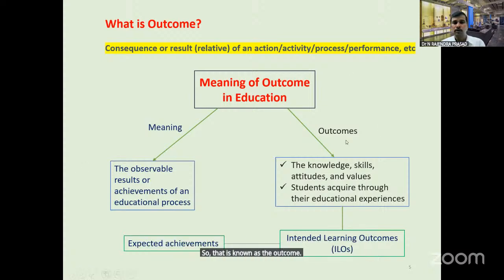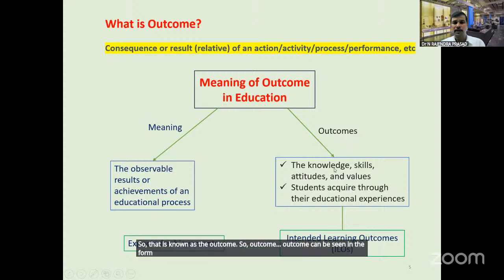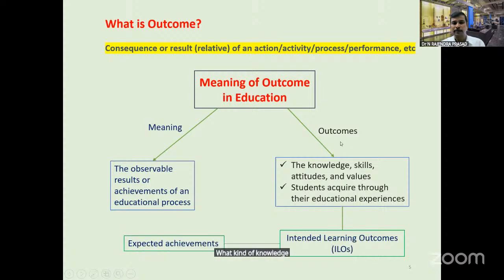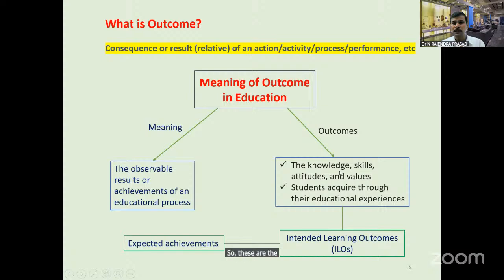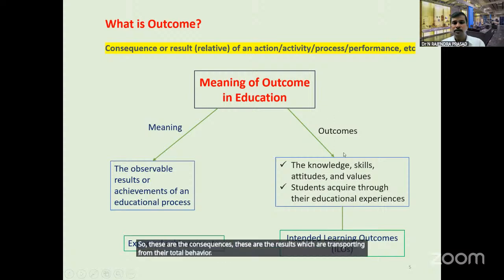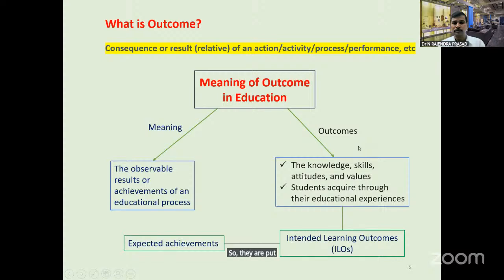Outcome can be seen in the form of knowledge, skills, attitudes, and values in students. What kind of knowledge the students are getting, what kind of skills have been cultivated, what kind of attitude is getting developed, what values they have acquired. These are the consequences. These are the results which are transparent from their total behavior. So they are put under the outcomes.